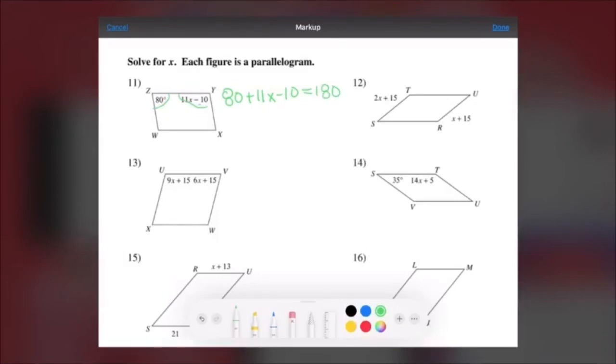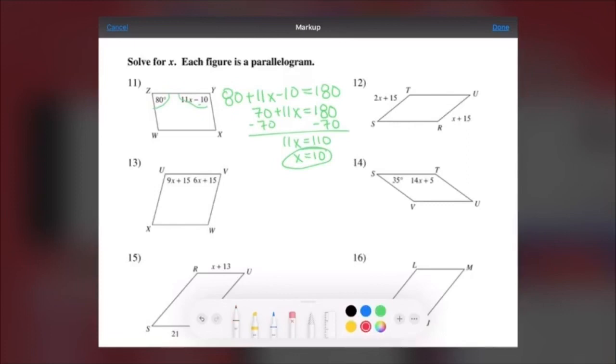Then all you have to do is solve for x. So we have 70 plus 11x equals 180 when we combine like terms. Subtract 70 from both sides. 11x is equal to 110. So x is equal to 10 when we divide by 11 on both sides. Okay, that's it. Number 13 is actually pretty much the same thing.